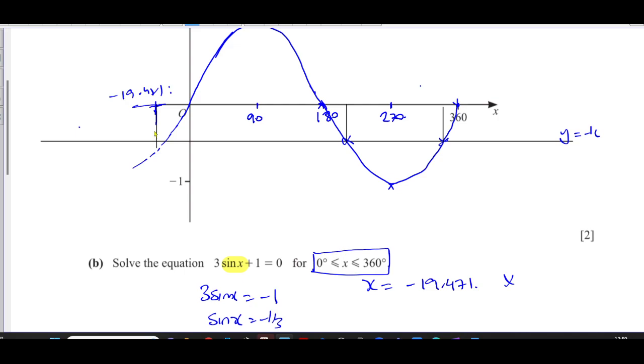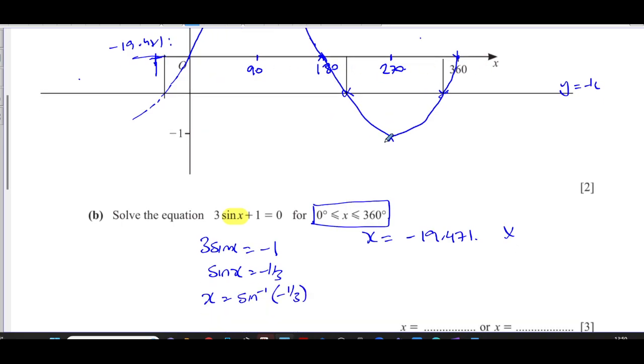The calculator will not tell us anything else apart from this angle over here. That's the only thing it's going to tell us. It won't tell us what these angles are. It only gives us the angle closest to 0. We have to use our understanding of the sine curve to find these other two values. And it's pretty simple.